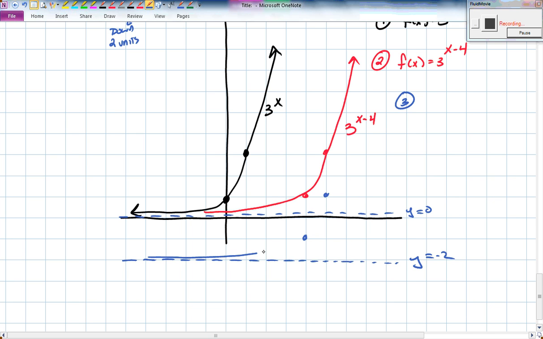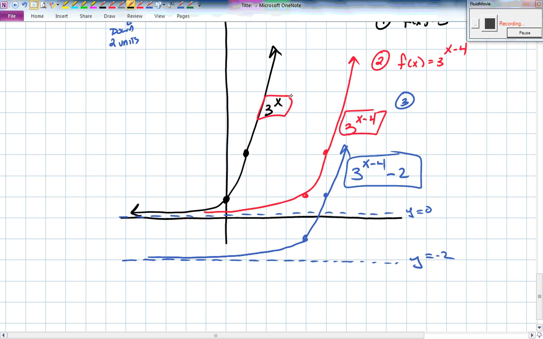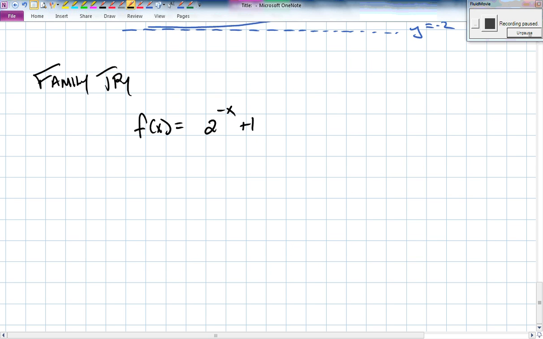So I have a new asymptote, I have a new function, and it looks like this. And this is 3 to the x minus 4, and then minus 2. So that is a transformation of 3 to the x. Now use transformations and graph 2 to the negative x and then plus 1. Yeah, if you want to write it like that, you can go 1 plus 2 to the negative x. That's the same exact thing. No, I'm keeping it on the same side of the equation.